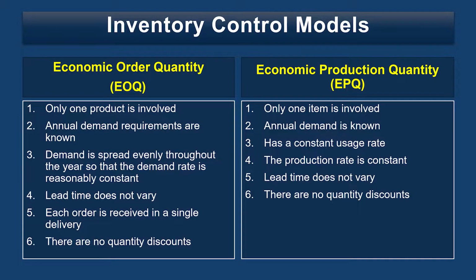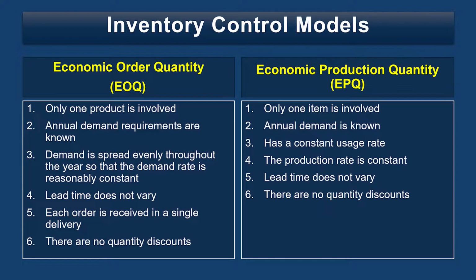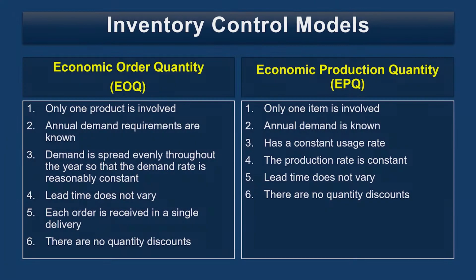Let's look at some assumptions related to both of these. Before you can use these models, there are a few things that have to be in play. For EOQ, the first assumption is that only one product is involved. You can't do this with multiple products. You have to apply this model individually to each item. Second, annual demand requirements are known. So you have to have a general idea of what the demand is like for that particular item.